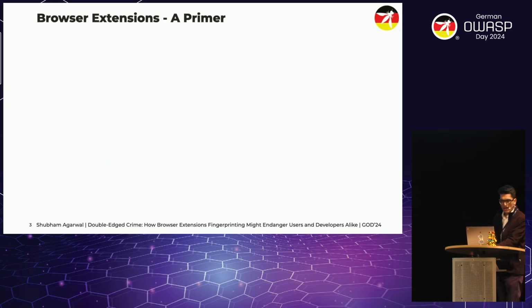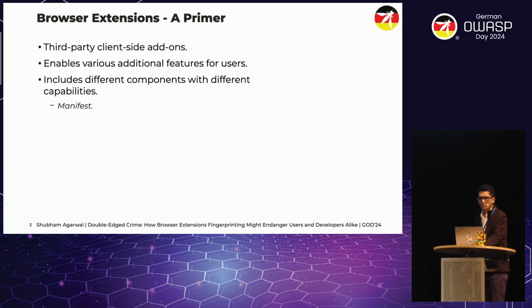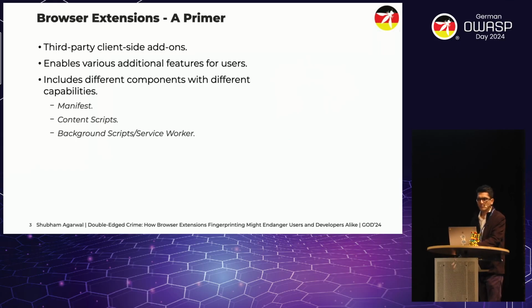For those of you who haven't, let's look at what browser extensions normally are. They are third-party client-side add-ons that enable a lot of features, for example password managers, ad blockers, and whatnot. They have different components, for example the manifest or the content script, because they have different levels of capabilities. Content scripts face the website that the user visits, so they have lower privileges. Then there are other components like the background, the core of the extension, which has higher privileges. Those are the things that make extensions interesting.